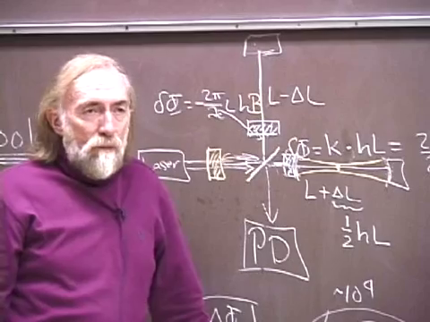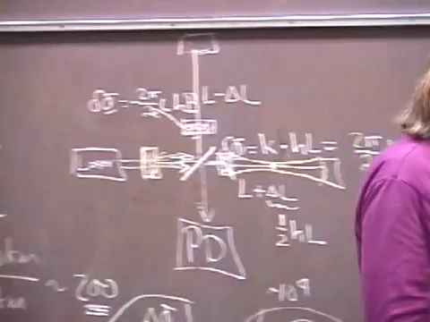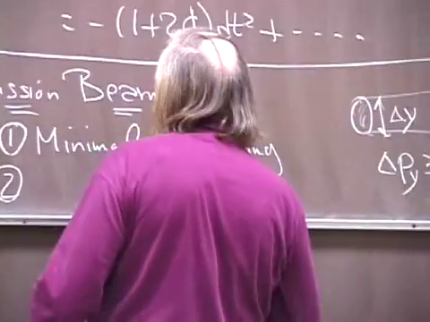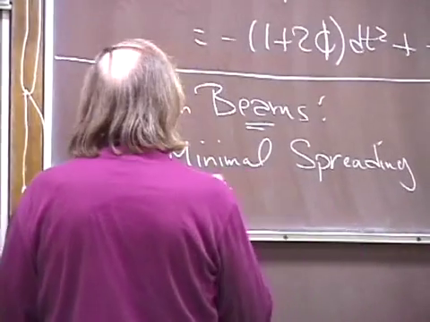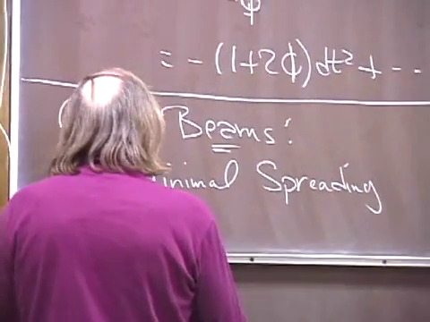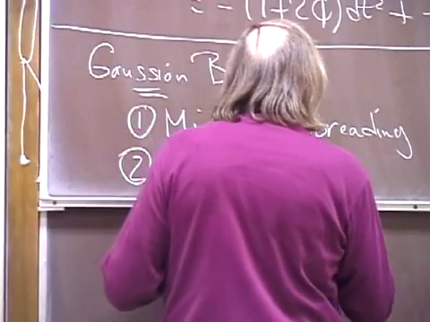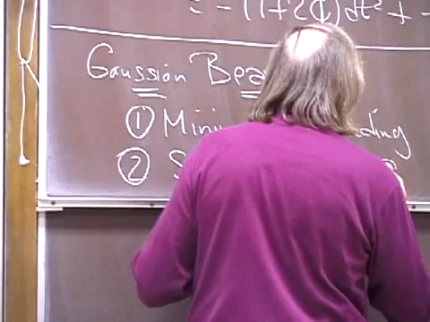Could you say one thing about what it is about a Gaussian beam that's Gaussian? Okay, so that's what I'm going to do now. So these were the key properties: minimal spreading and spherical phase fronts. Or the phase fronts are segments of spheres.